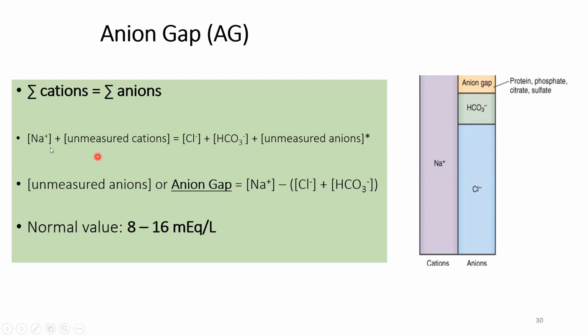So again, the equation is sodium plus unmeasured cations is equal to chloride and bicarbonate plus those unmeasured anions. Okay, we solve it for unmeasured anions, which, by the way, can be called anion gap, because this is where the gap is. We have left a gap here to extrapolate what we want. So we solve this equation for this. We call it anion gap, and then this is the new equation.